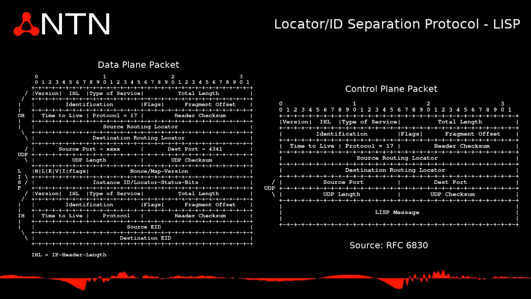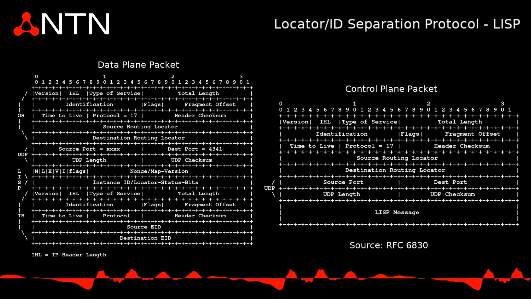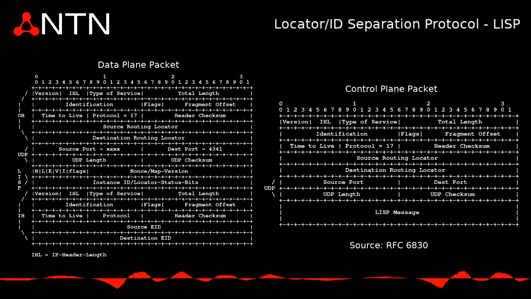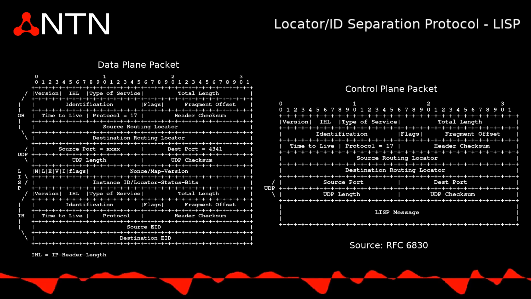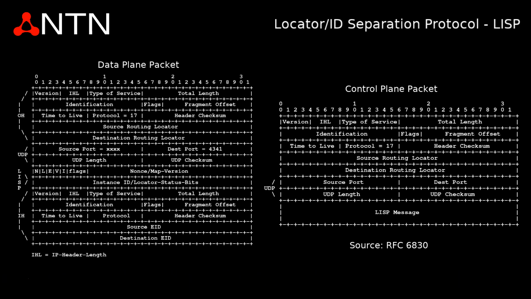Unlike LISP data plane packets, LISP control plane packets are only sent to routable addresses, so they do not utilize IP and IP tunneling. Again, there aren't any huge takeaways here. Just note that the control plane packets don't utilize tunneling and contain LISP messages, such as the map request and map replies we discussed a minute ago.